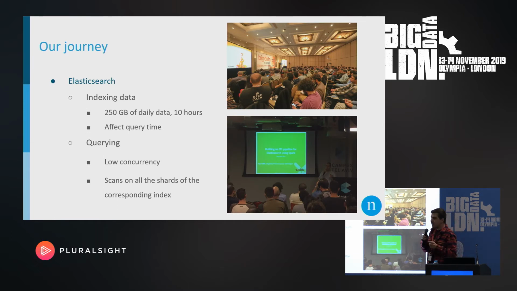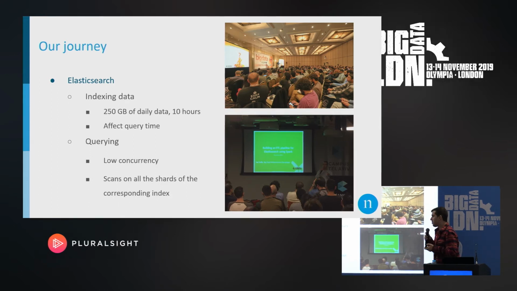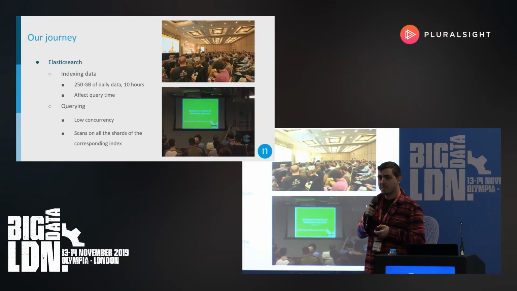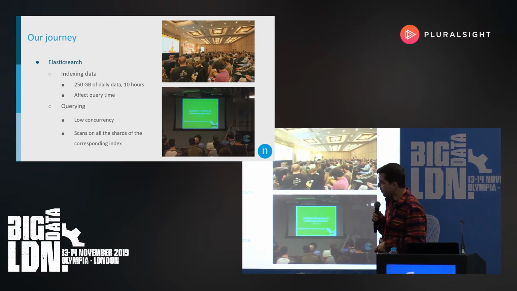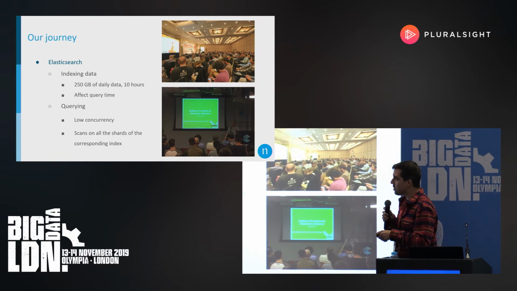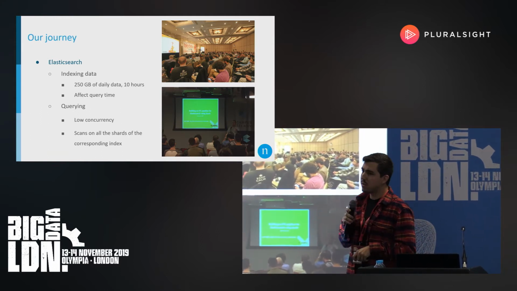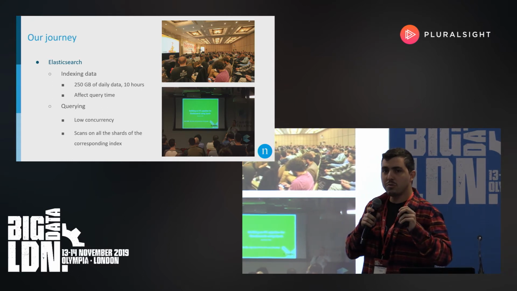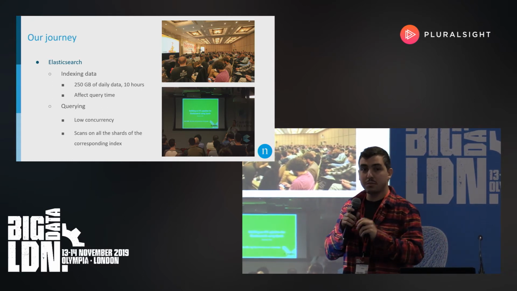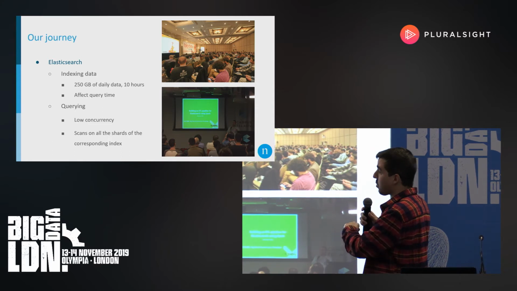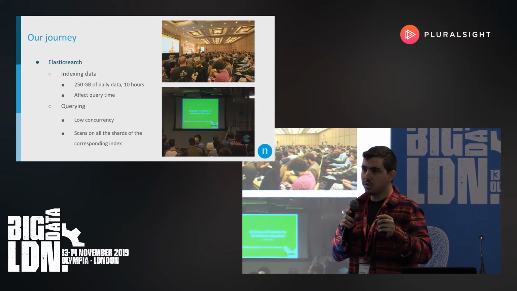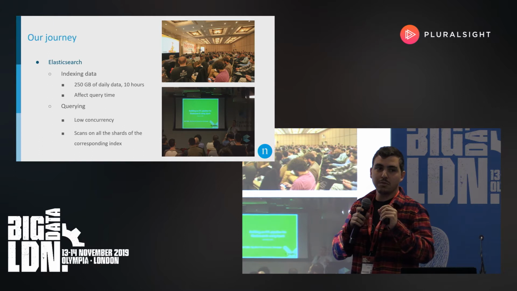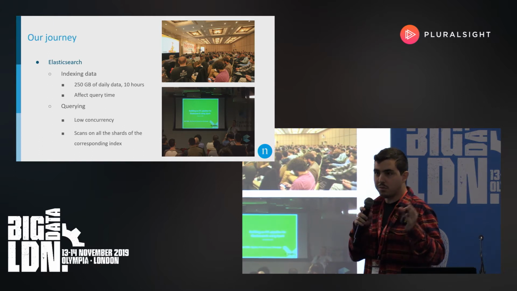Okay, so we've been dealing with the count distinct problem for a few years now. Actually, I think it was 4 or 5. And historically, we used Elasticsearch for solving this problem. However, we had 2 problems with Elasticsearch. The first one was around indexing the data. So just the ingestion process of 250 gigabytes of daily data took more than 10 hours to complete, which is a lot, especially as 250 gigabytes of daily data is just a small subset of all the data that we have.